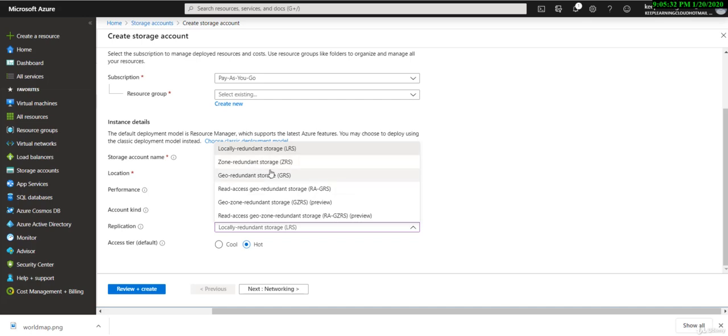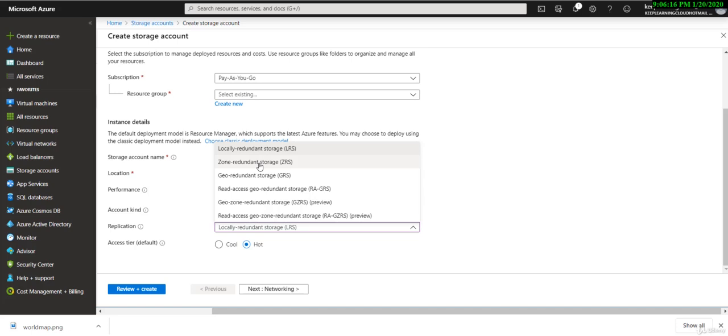The next option in the replication schemes is the zone redundant storage. The zone redundant storage, also called ZRS, synchronously replicates your data across three storage clusters in a single region. Each storage cluster is physically separated from others and resides in its own availability zone. Each availability zone and the ZRS cluster within it is autonomous, with separate utilities and networking capabilities.